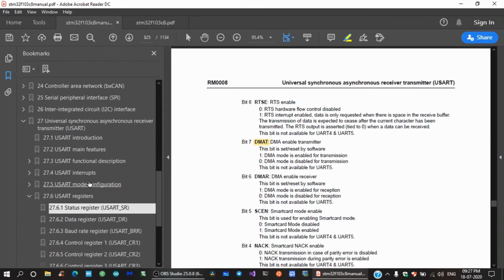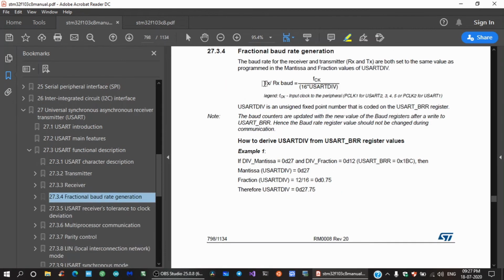Now let's look at how to calculate the baud rate. So this is the formula we need for baud rate generation. Here FCK is the clock. UART1 is present on bus 2 of this STM32 and the speed of bus 2 is 72 MHz. If you are using UART2, which is present on bus 1, it has a speed of 32 MHz. So depending upon that, we will be taking the value for FCK.